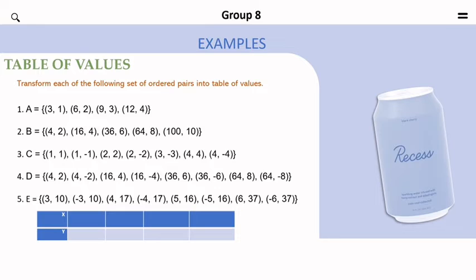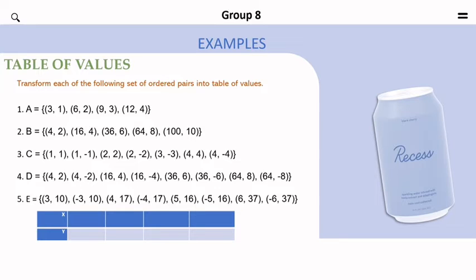Number 4. D is equal to (4, 2), (4, -2), (16, 4), (16, -4), (36, 6), (36, -6), (64, 8), (64, -8). Number 5. E is equal to (3, 10), (-3, 10), (4, 17), (-4, 17), (5, 16), (-5, 16), (6, 37), (-6, 37).